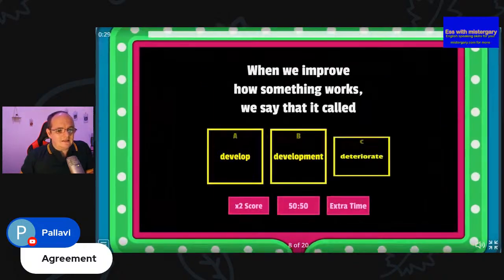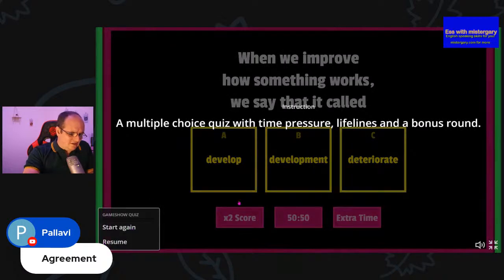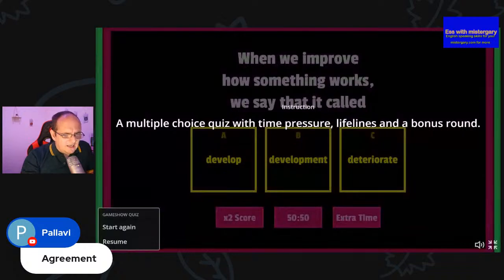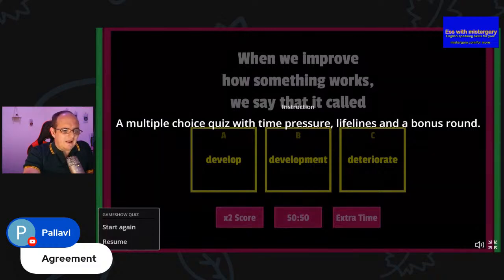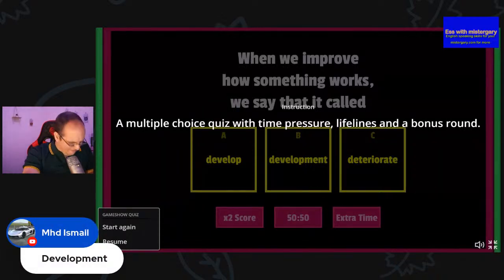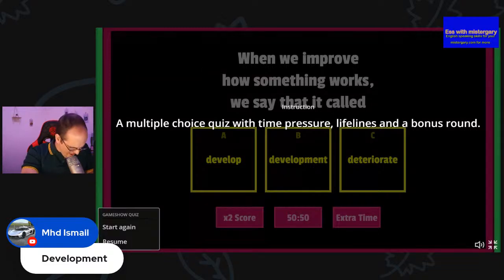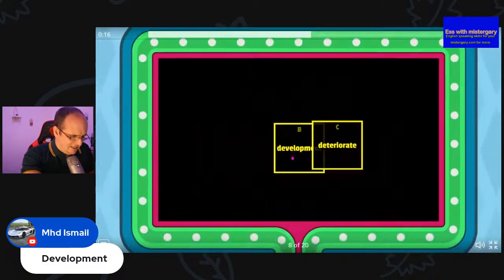Let's have a look at the next one. When we improve how something works, we say that it is called... When we improve something, we call it what? To improve something. Is it develop? Is it development? Or is it deteriorate? Okay, Muhammad Ismail says development. Is he correct? Okay, I'm going to wait a few more seconds on Pallavi. Okay, I'm going to answer that one for you. Yes, she's got it right. Well done. The answer is development.